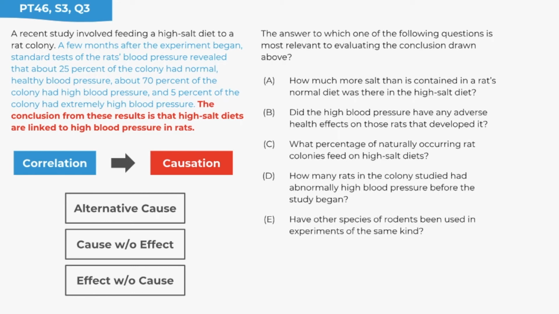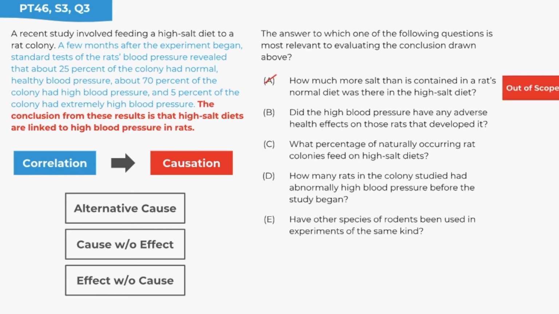Answer choice A says, how much more salt than is contained in a rat's normal diet was there in the high salt diet? It almost doesn't matter how much more salt there was. What we care about is whether there is any effect that is actually being measured in the statistics that were reported. Whether it's a little bit or a lot more salt, it doesn't make a difference, because both of those could be responsible for an increase in the blood pressure. But until we know that there's an increase in the blood pressure, it doesn't really matter. So answer choice A is simply focusing on the wrong difference. We care about the difference in the rats' health, not in the difference between the rats' diets. So let's go ahead and get rid of answer choice A.